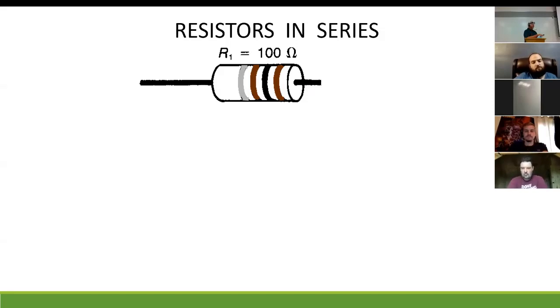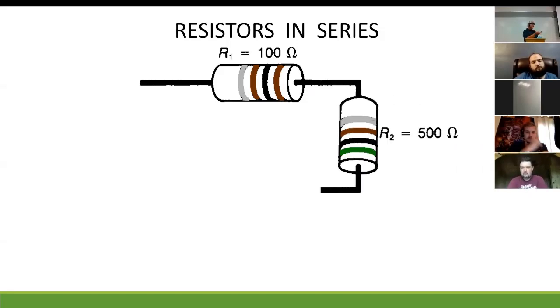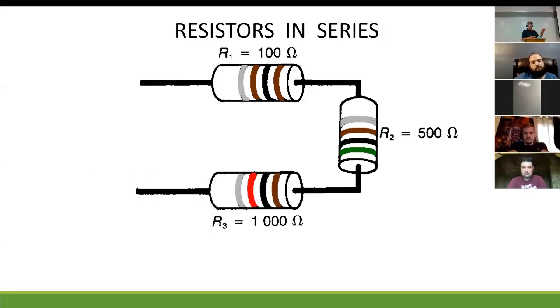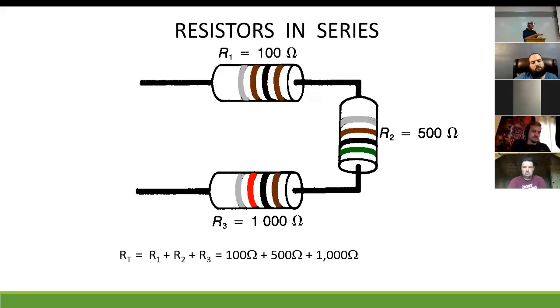So resistors in series, it's easy to calculate the total circuit resistance when they're in series because the total circuit resistance is simply the sum of all the elements in series. So our total is the sum of R1, R2, and R3. So in this case, that's 1600, right? 1.6K. Okay, everybody good with that?